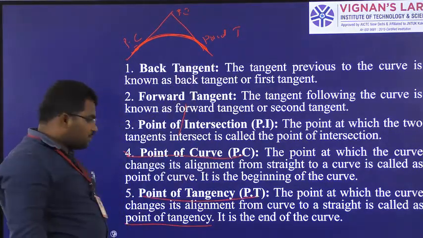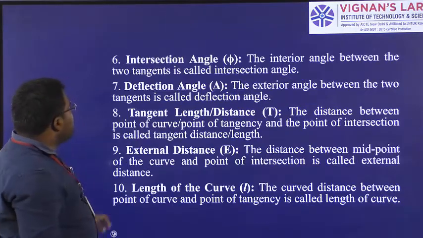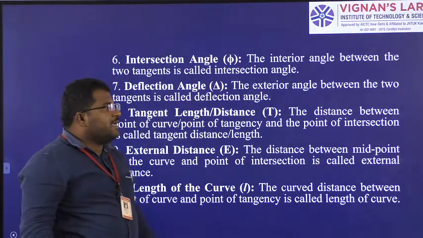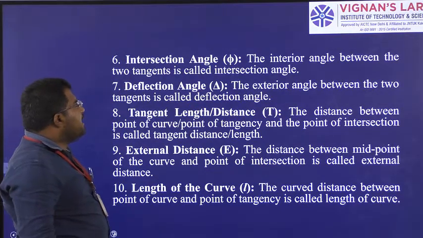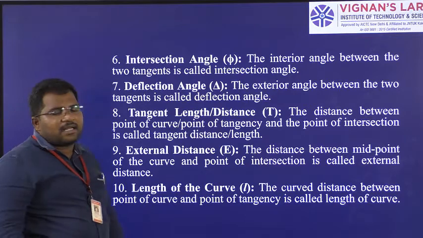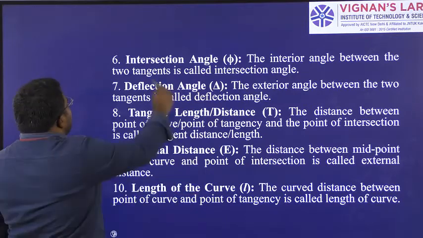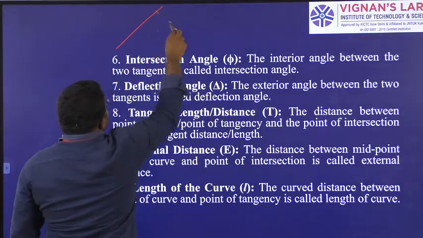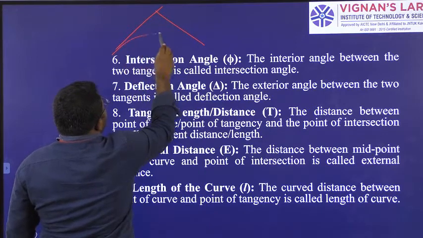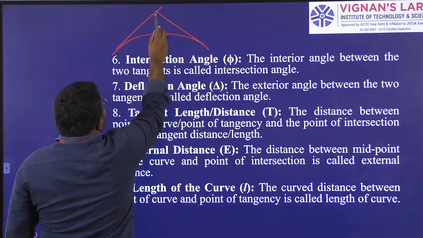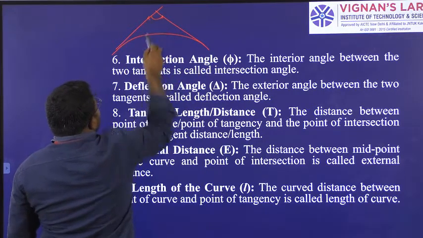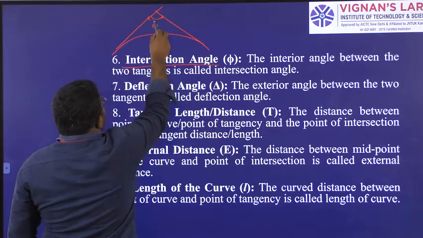Next, we have the intersection angle. The interior angle between the two tangents is called the intersection angle. You have one tangent here, one tangent here, and our curve is going to be like this. Whatever angle is inside is called the intersection angle phi.